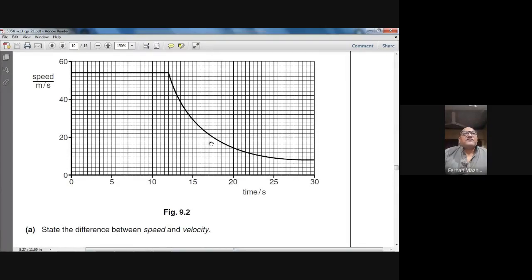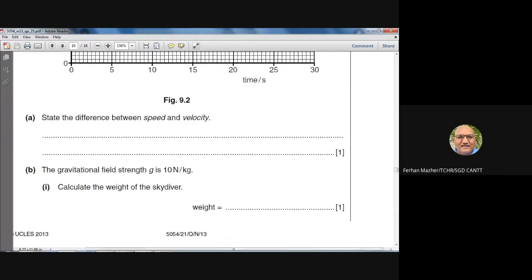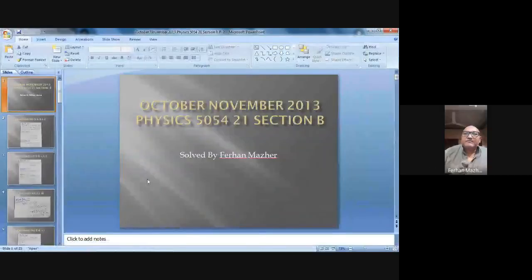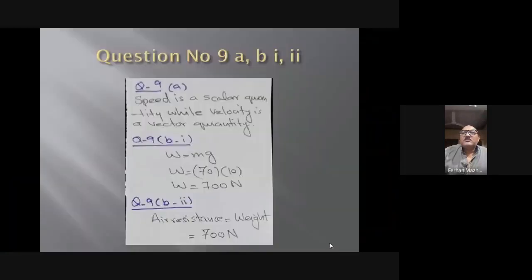State the difference between speed and velocity. It's a 1 mark question. Speed is a scalar quantity, while velocity is a vector quantity. Scalar quantities are those quantities which are defined by their magnitude only, whereas vectors are those quantities which require magnitude and direction to completely describe them. So speed is a scalar quantity, while velocity is a vector quantity.